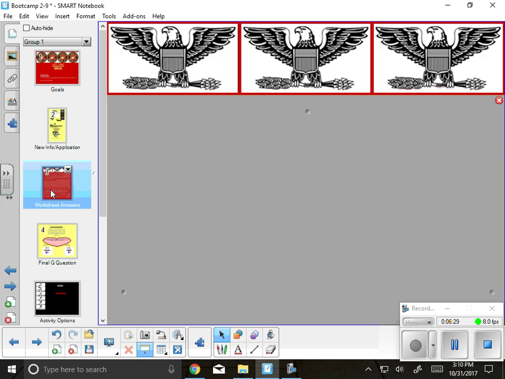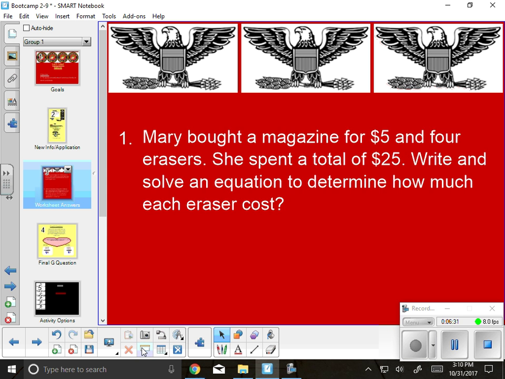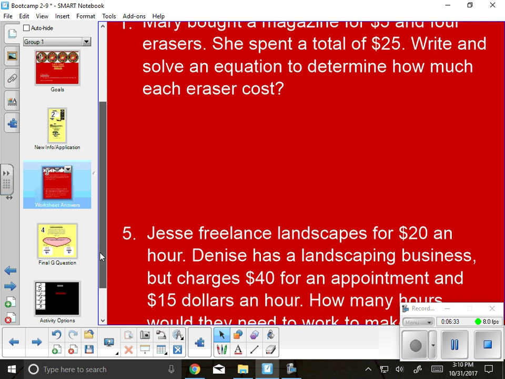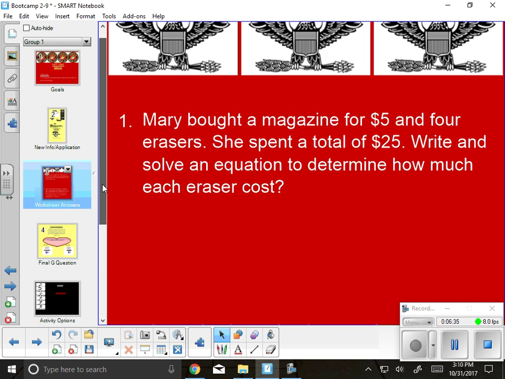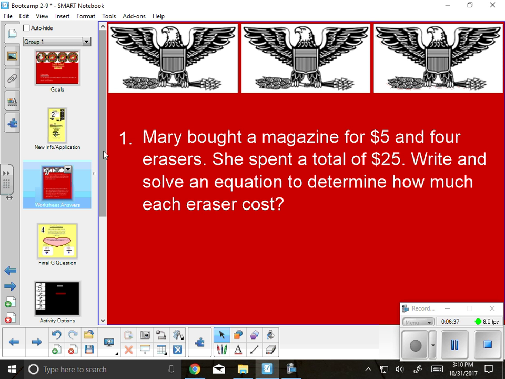Alrighty, so here are 2 of your worksheet examples. If you have any questions on them, I'd say work through them now. Maybe you'll be able to have a little bit extra.